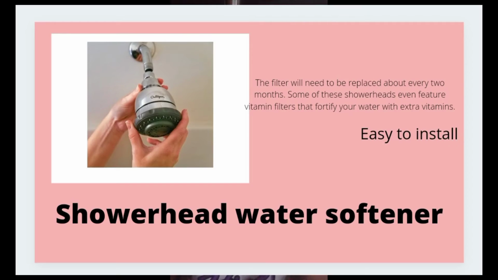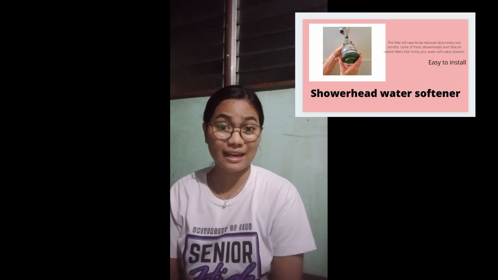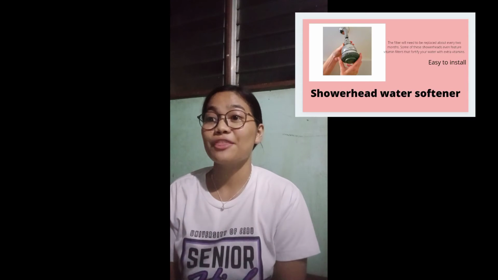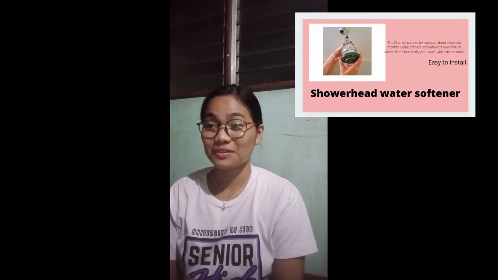Next is the shower head water softener, and it's very obvious that it is specific to the shower. The filter will need to be replaced about every 2 months. It's quite a hassle again. Some of these shower heads even feature vitamin filters, so you can add them on if you want to, to fortify your water with extra vitamins.